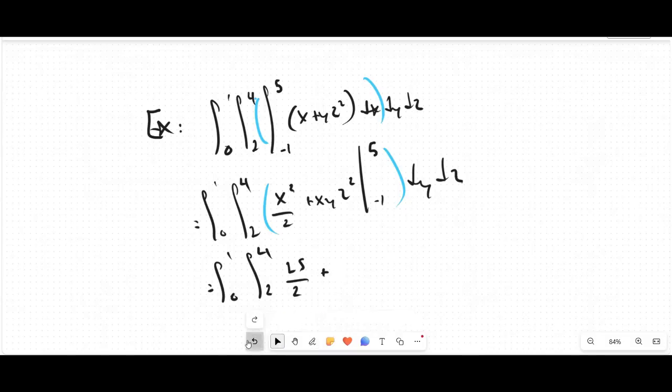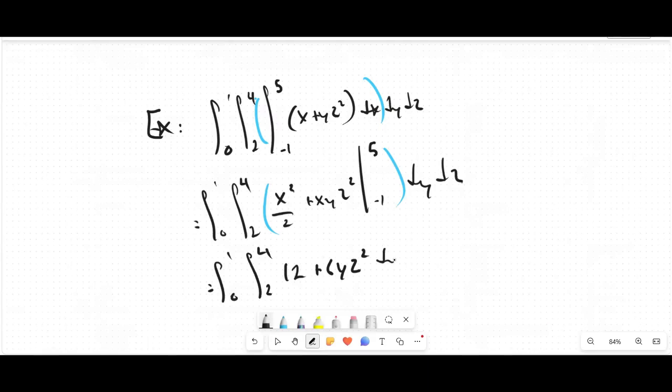Wait, hold on. Let me be smarter about this. If you plug in -1, you're gonna get 1 half. So you subtract that off, you get 24 halves. That's just 12. And then if you plug in 5, you get 5yz squared minus negative 1yz squared, which is plus 6yz squared. That was easier. dy dz.